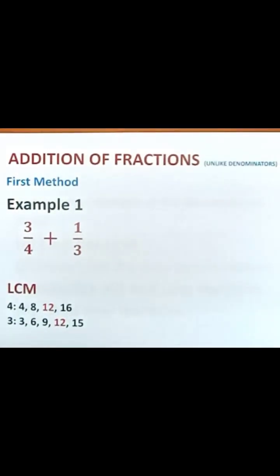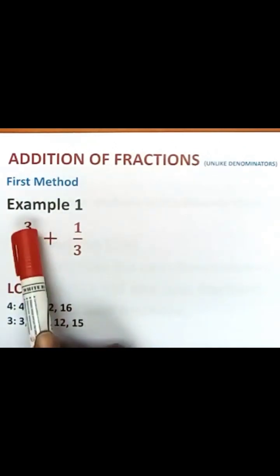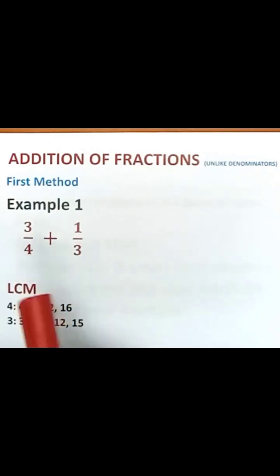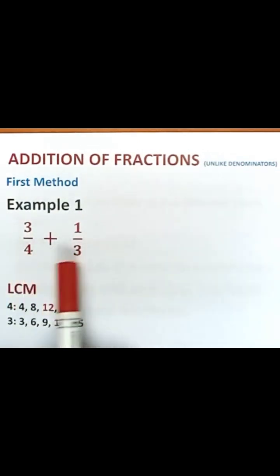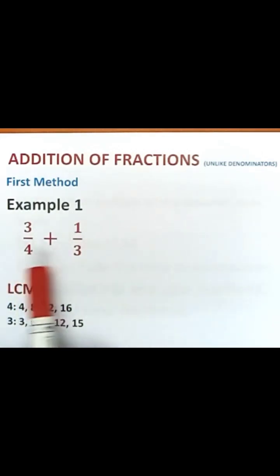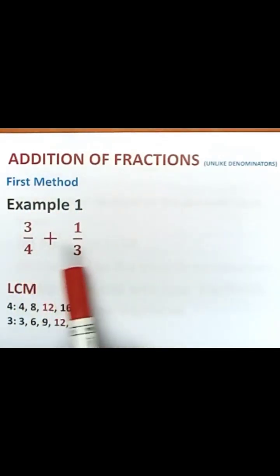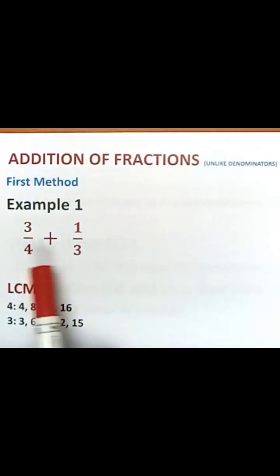The first step, we were told to find the LCM of the denominators. Now this is the question that we are working on: 3 over 4 plus 1 over 3. I'm sure you still remember, these are the numerators, the numbers on top, while these are the denominators, the numbers at the bottom of the division line. And in these two fractions, the denominators are 4 and 3.